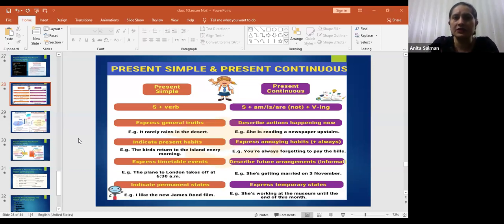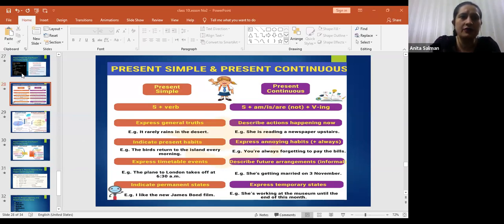Yesterday we did present indefinite tense and present continuous tense separately, right? And we saw their use and a few examples. Today we will compare both the sentences so that when a sentence comes in front of you, you can guess which tense is used in it, or how we have to use the sentence. Is it clear?